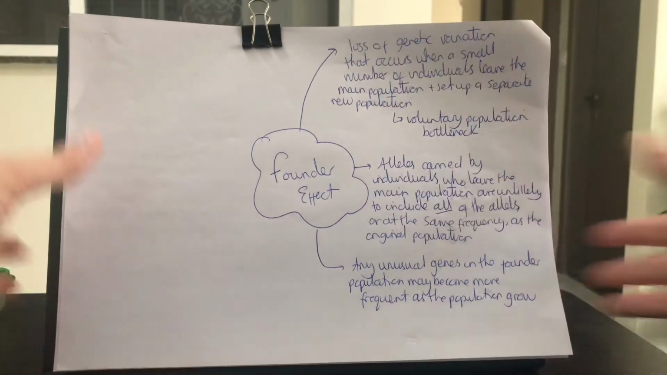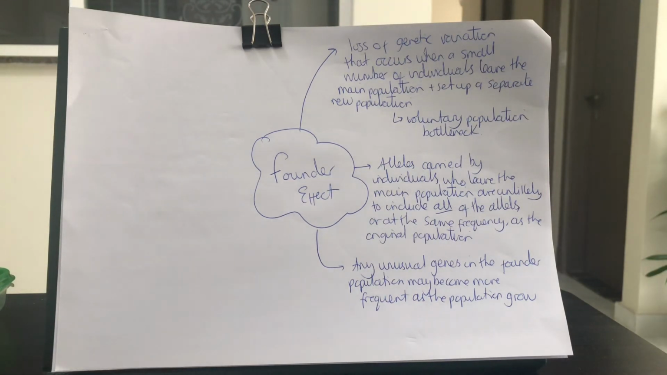Okay, so the founder effect is similar to your bottleneck population in the terms that you get a loss of genetic variation, okay? But in a population bottleneck, the reduction is forced upon them, okay? So it's an event that happens. The organisms aren't actively making that choice. Whereas in a founder effect, it's voluntary.